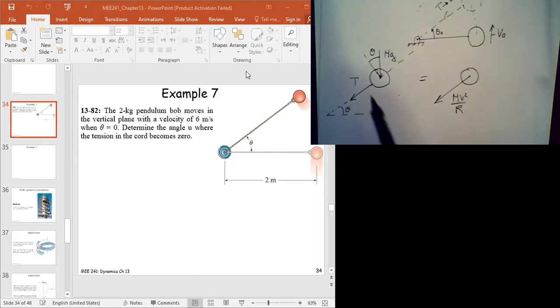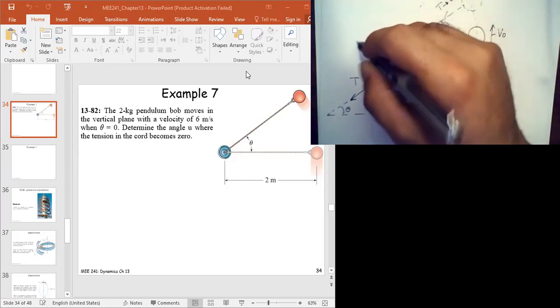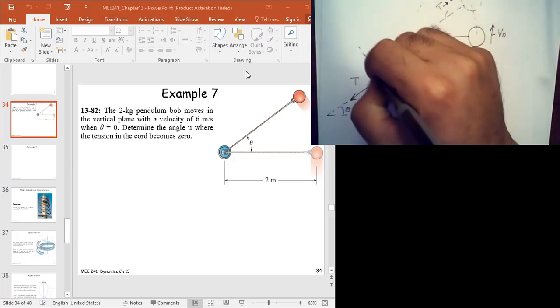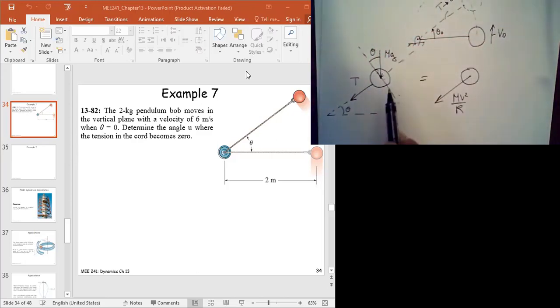Okay, but how about this component of the weight, the component along this line? What is that doing? It has to have an acceleration in the same direction. We know F is equal to ma. That's what Newton told us 500 years ago. So F is equal to ma. We cannot have a force without an acceleration.